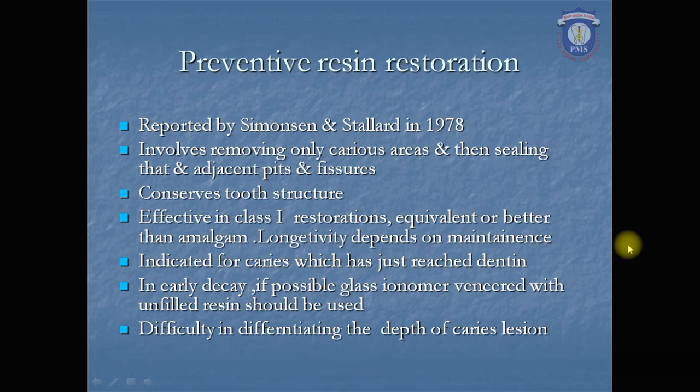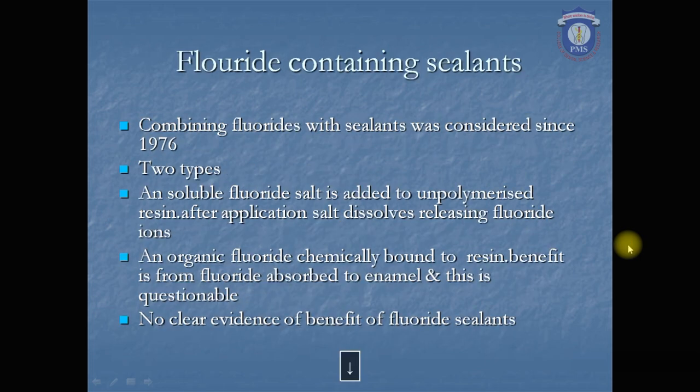Coming to just an overview of preventive resin restoration, it was reported by Simonsen and Stallard. It involves removing only carious areas and then sealing it. Conserving the tooth structure is one of the important facts, and it is effective in class 1 restorations. Indications: caries which has just reached dentine. In early decay, possibly glass ionomer or unfilled resin should be used. Difficulty in differentiating the depth of caries lesions.